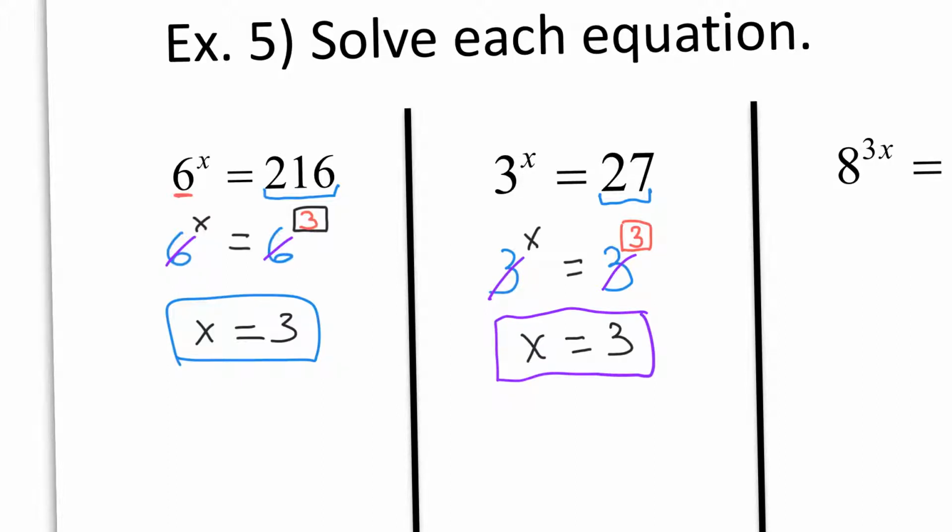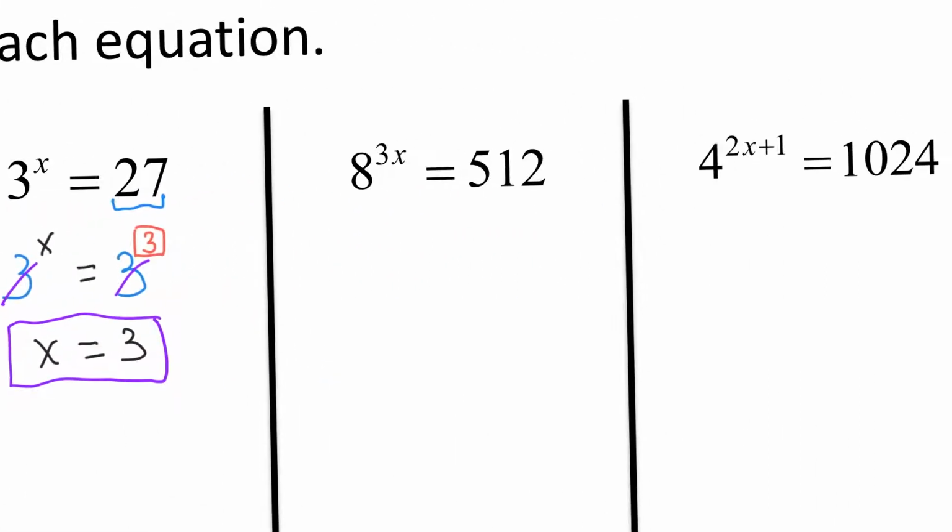Don't think that it's always 3. This is just how it works. But you guys can have any number, x equals 5, x equals 2. You just have to look for that base on each side to be the same so you can cancel. Now let's try the next one here.